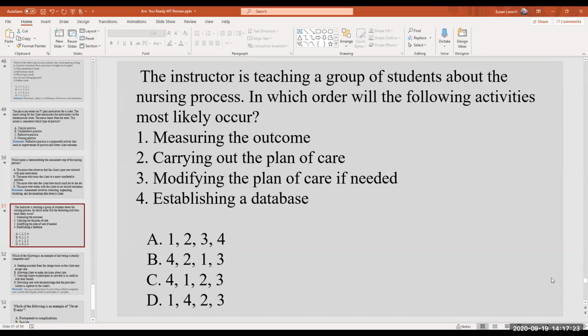The nurse instructor is teaching a group of students about the nursing process. In which order will the following activities most likely occur? So now you're thinking about your plan of care. What are you going to do first? Establish a database. Then the plan of care. Then measure the outcome and modify the care plan. 1, 3. B. Okay, B, correct.